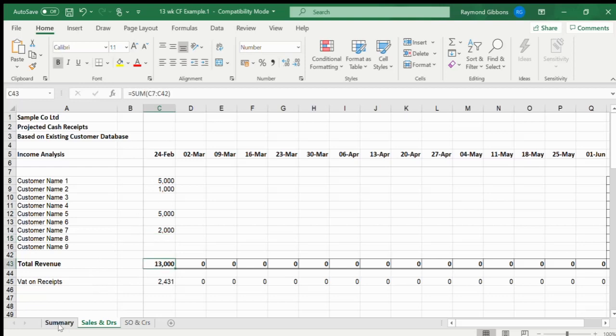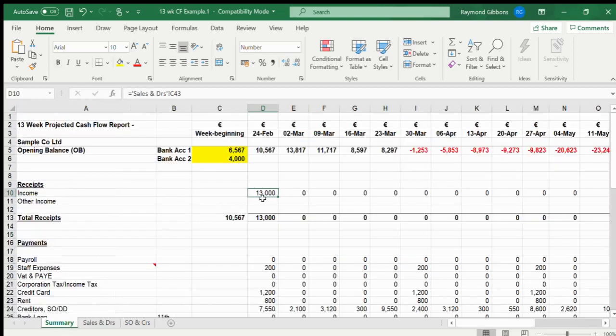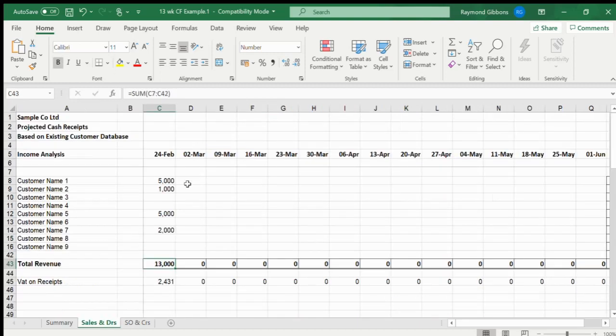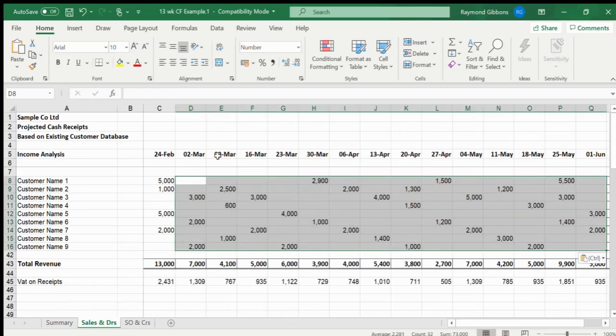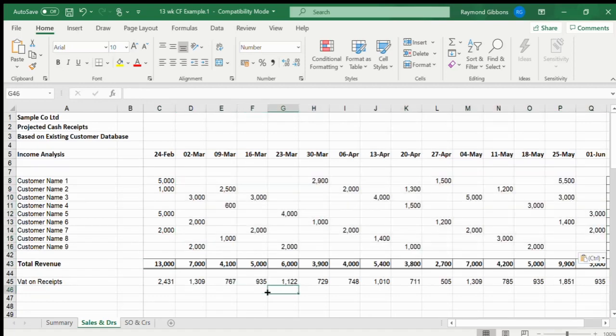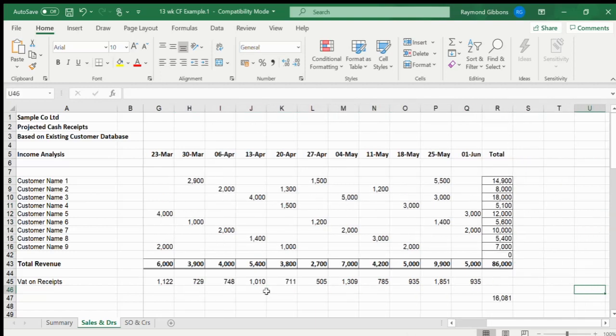And if we click into the summary sheet here, you'll see that the €13,000 is being pulled into the main cash flow. To save a bit of time, I'm going to paste the rest of the expected cash inflows for the next 12 weeks for Sample Company. And they'll total €86,000. That's what he's due in or expecting to get in over the next 13 weeks.